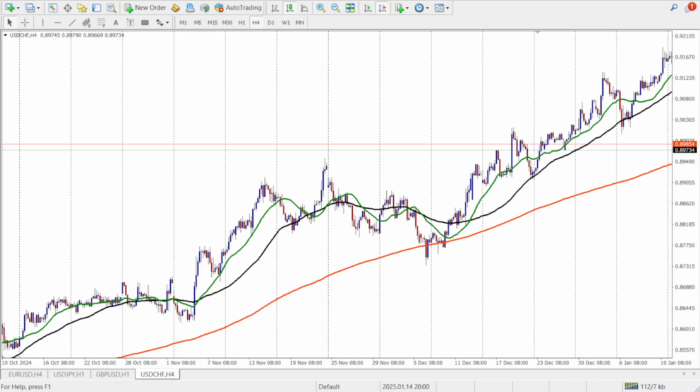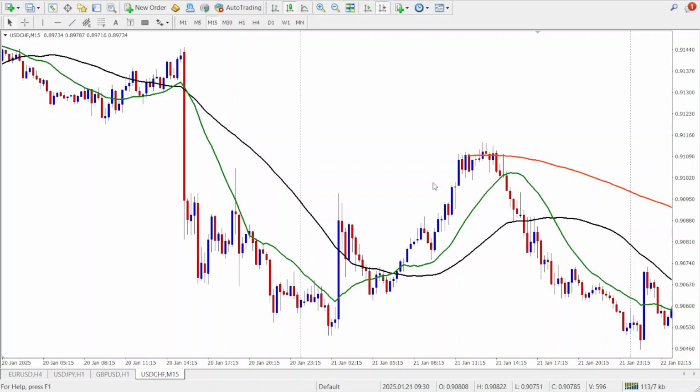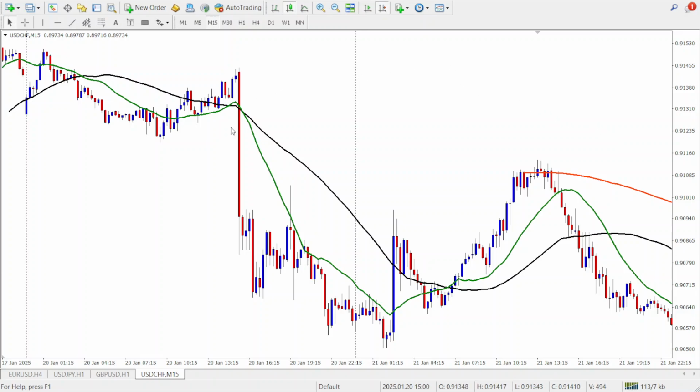Then for tight stops, the 20 period moving average is perfect for setting tight stop losses. If the price moves in the opposite direction, you can use this moving average to get out of the trade quickly, minimizing your risk. So this moving average is incredibly valuable for capturing those small intraday moves and making quick decisions in fast-paced markets like Forex and stocks.